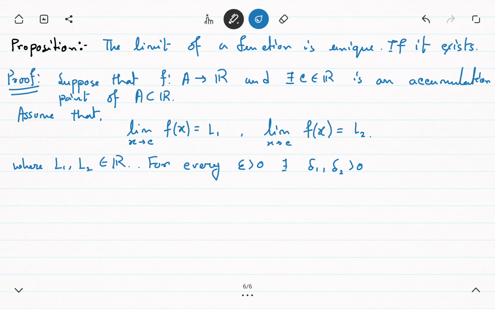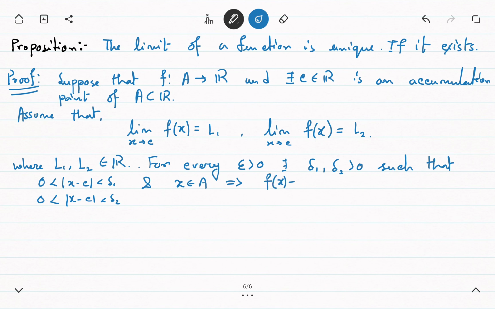Now such that this condition follows: |x − c| is between 0 and delta 1, and |x − c| is between 0 and delta 2, and x belongs to A, which implies that |f(x) − L1| is less than some epsilon, that is, we take epsilon over 2.